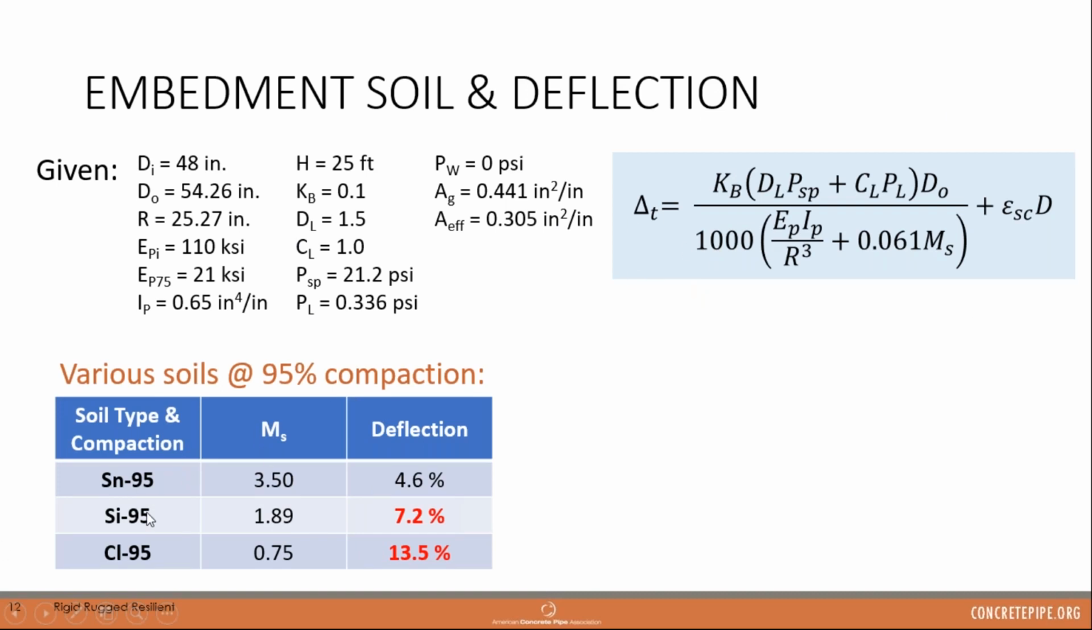This is kind of what we output if we use the same level of compaction, but all we do is vary the soil type. And so you can see here that we're going to anticipate anywhere between 4.6% deflection for a sand and gravel, up to 13.5% deflection. So that's 3 times as much deflection just by changing the soil type.